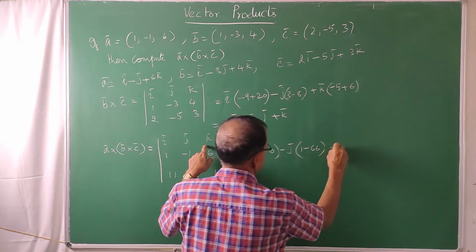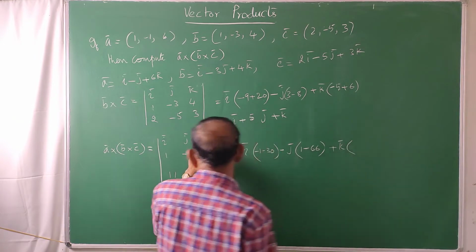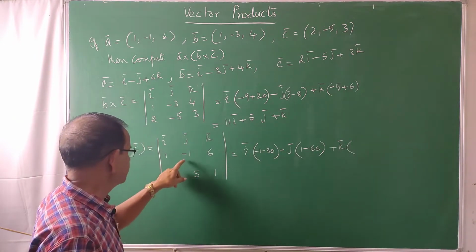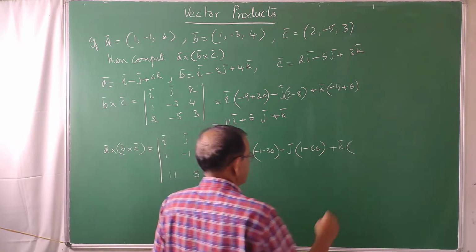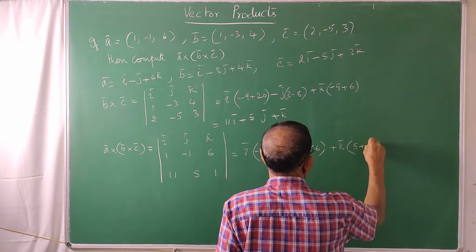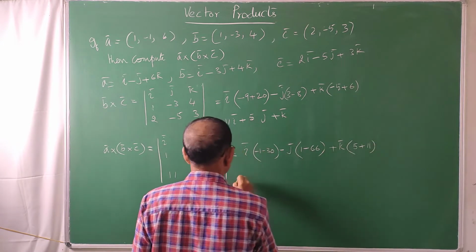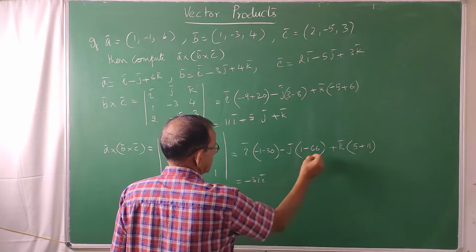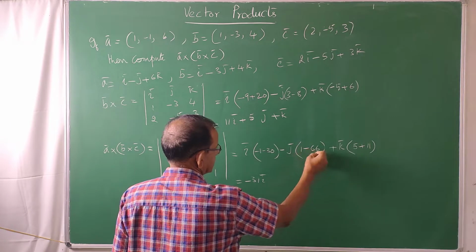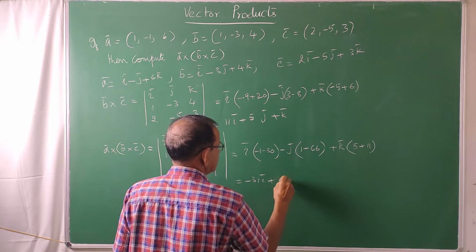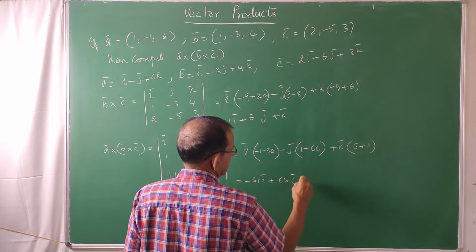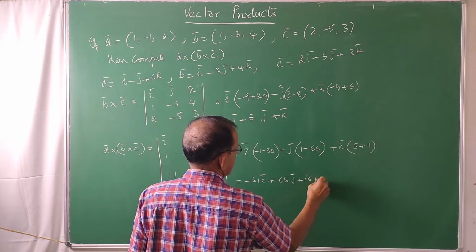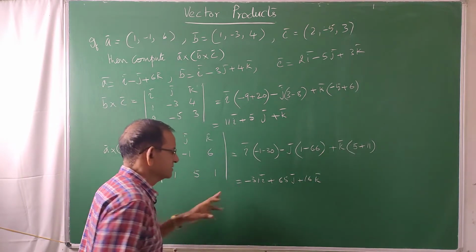Plus k bar into 5 minus 11, 5 minus 11 means 5 plus 11. So this is minus 31 i bar, minus 65 into minus, plus 65 j bar plus 16 k bar. This is A cross B cross C.